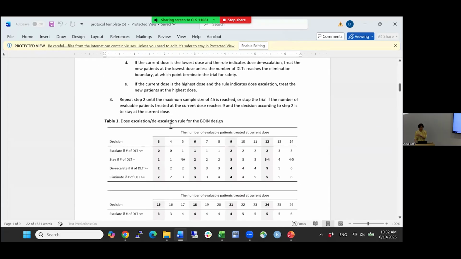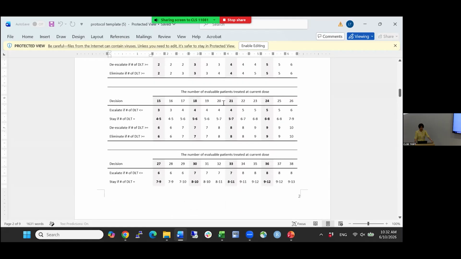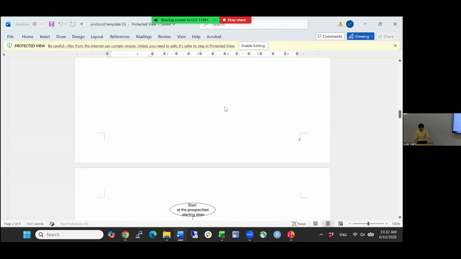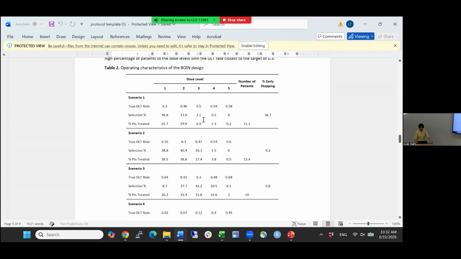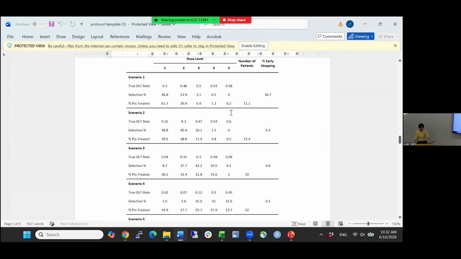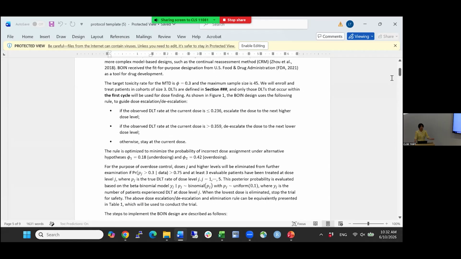Like here, it also gives you the boundary table. They even give you the flow chart here. They even give you the simulation result. So you can show IRB and FDA your design has very good operating characteristics. So what you do, just do slide edit, then insert to the statistical section of your protocol. Then that's it. Very, very user-friendly.